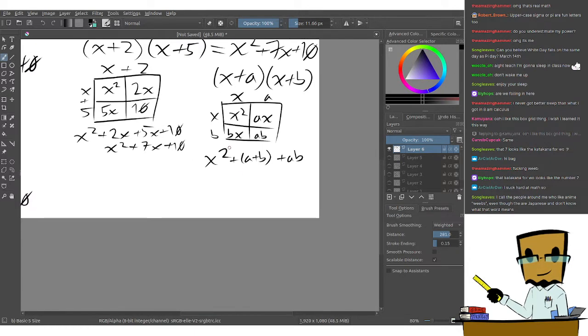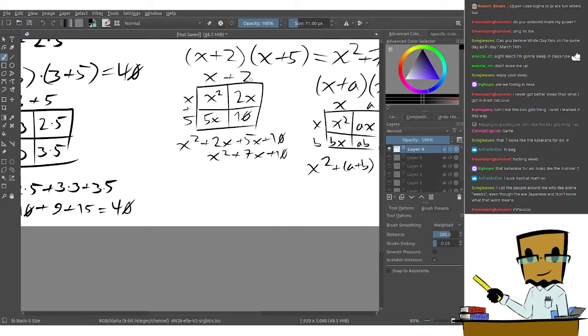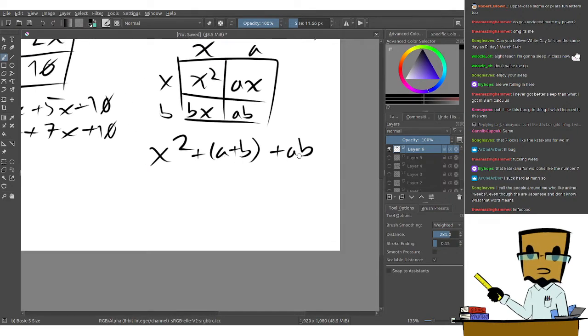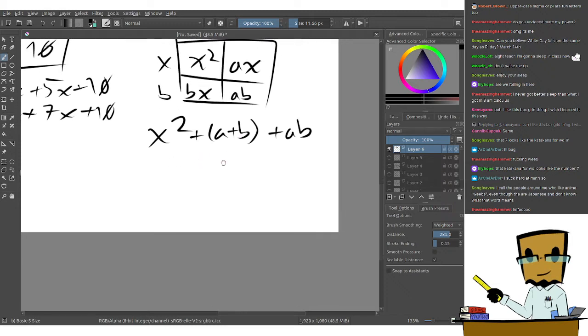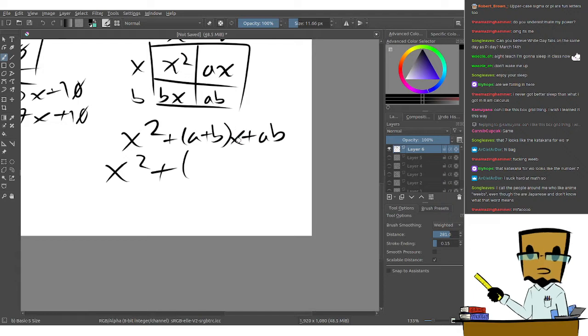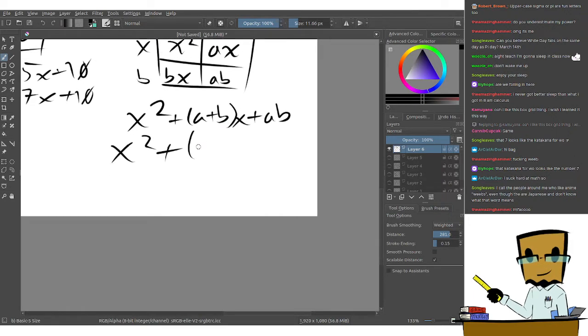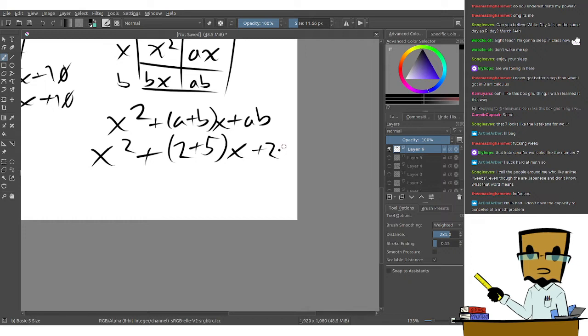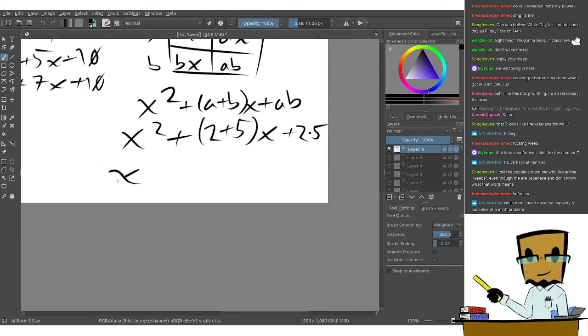Anyways. Yes, if we have a problem like this, 2, 5, we can just simply replace the a with the 2 and the b with the 5. So, x to the power of 2 plus... Oh wait, I forgot the x here. Plus 2 plus 5 times x plus 2 times 5. So, just replacing the numbers, we get x plus 7, x plus 10.